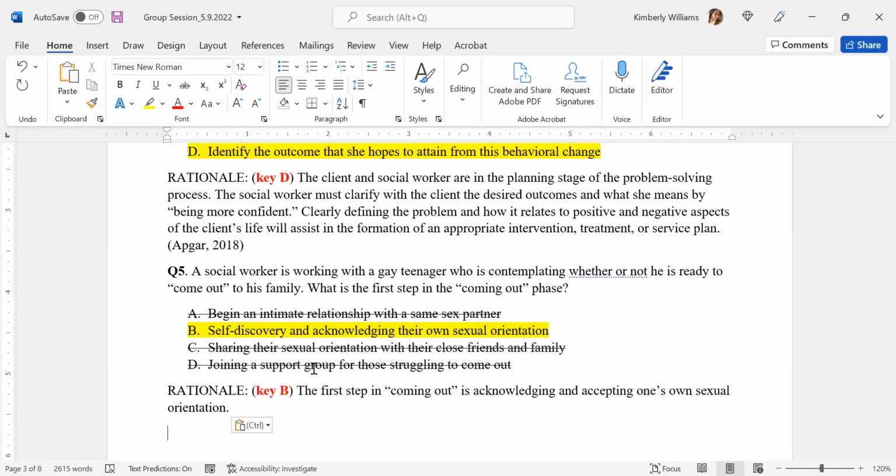Yeah, I saw a lot of these on my exam. I was like, oh my God, I don't know about these gay people. Not to offend anybody, but I was like, I have no idea.